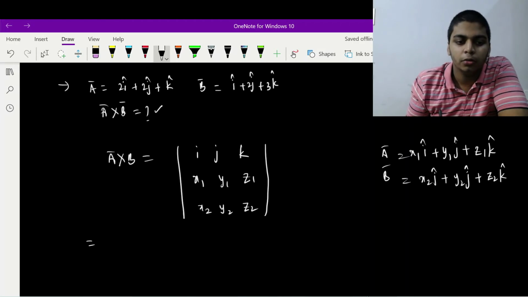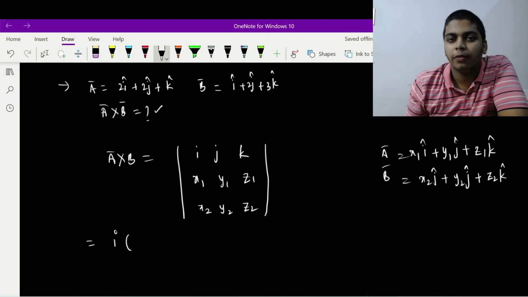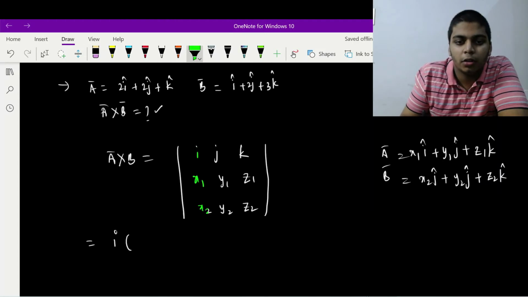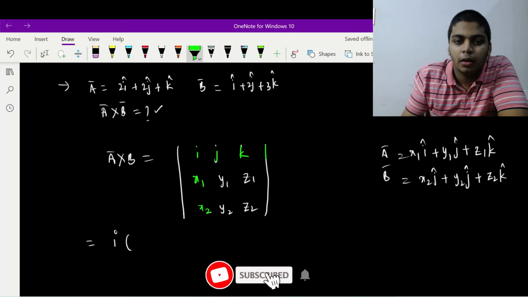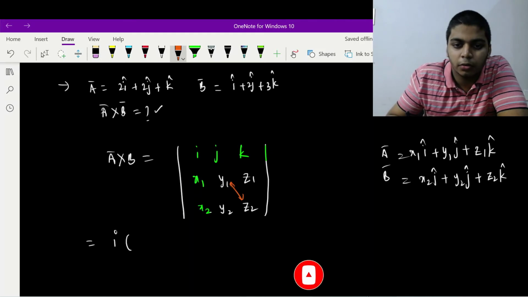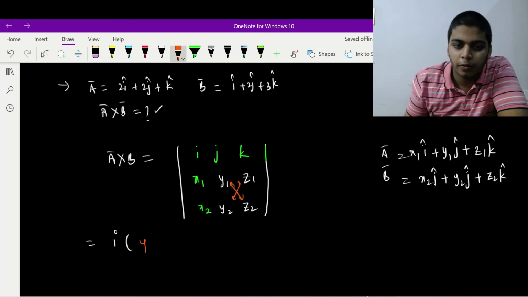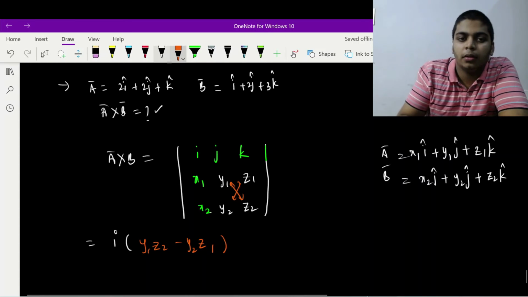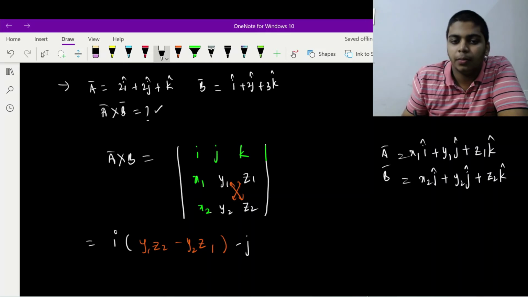Then how are you going to open this determinant? Many of you are well aware of the determinant formula from your math, but let me just give it to you. When you are considering i cap, you close all the row and column of i cap, and then you cross multiply the remaining two, that is y1 z2 minus y2 z1. In the second case, it should be minus j.